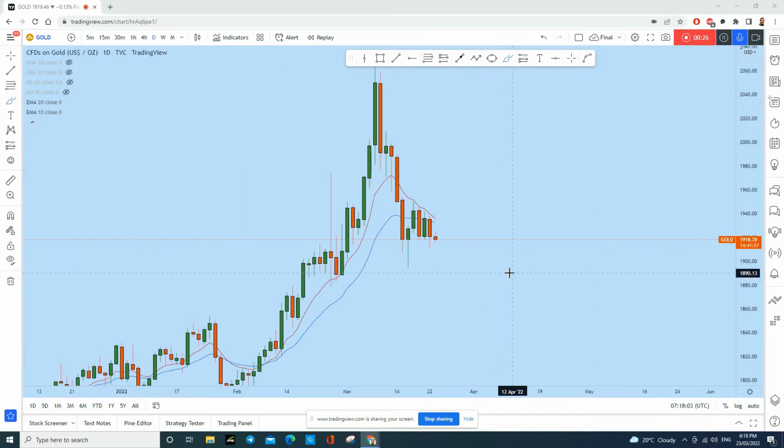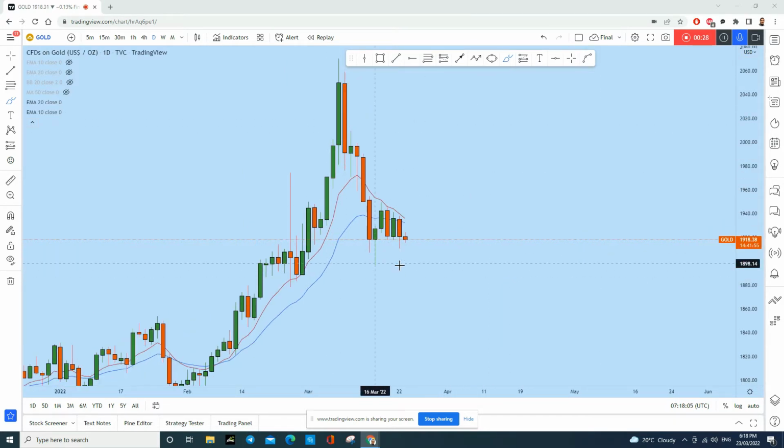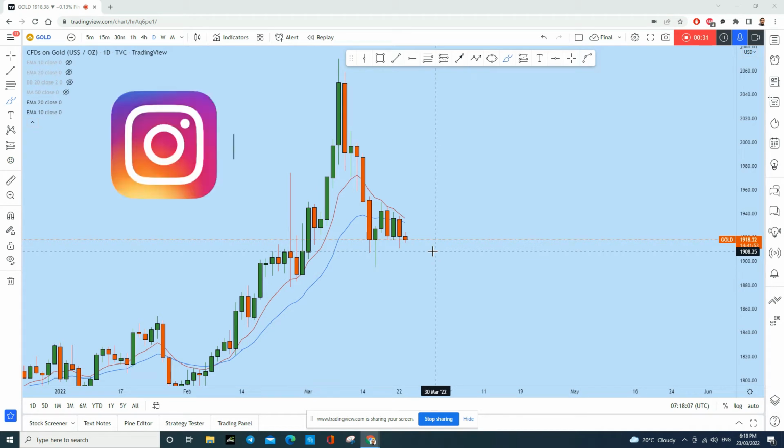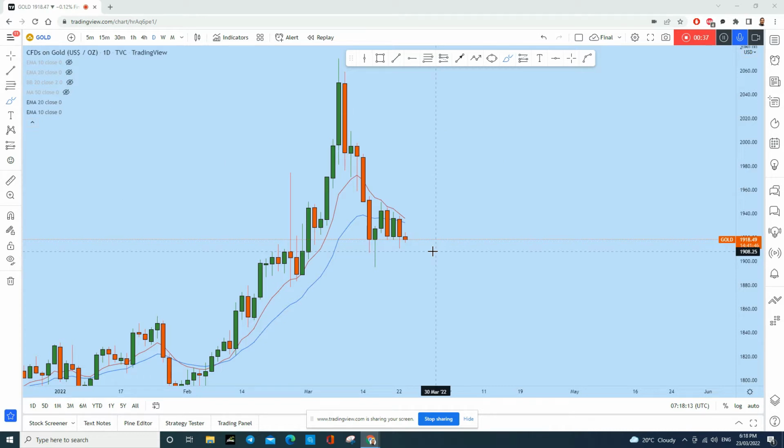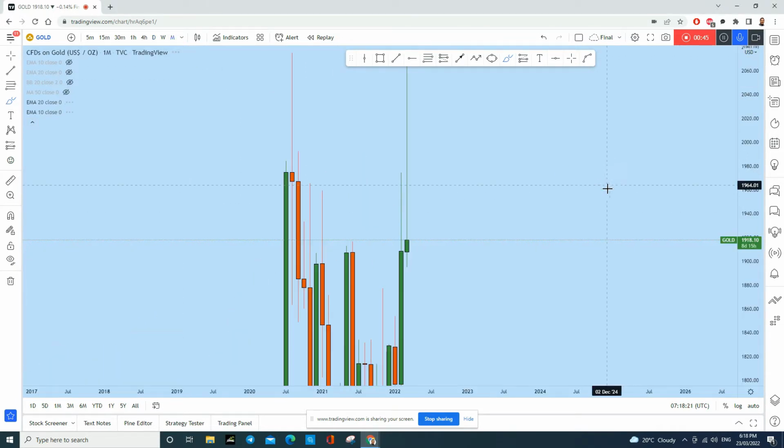With that being said, let's first of all see the daily chart. Now, this is the daily chart on gold, which is showing that gold is highly bearish. Now, let me show you the sensible reason why gold is now in bearish momentum. First of all, I'll look at the monthly time frame.